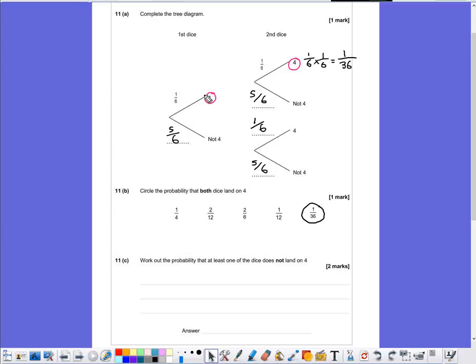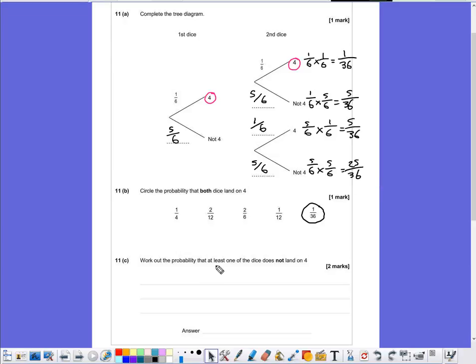We know that to get a 4 is a 1 out of 6, and then the not 4 is 5 out of 6. So the probability of this path would be 1/6 multiplied by 5/6, which is going to give us 5 out of 36. Following this next path, not a 4, it's 5 out of 6 multiplied by the chance of a 4, which is 1 out of 6, 5 out of 36. And the option of both of them not being a 4 means we've got 5/6 multiplied by 5/6, which equals 25 out of 36 options.